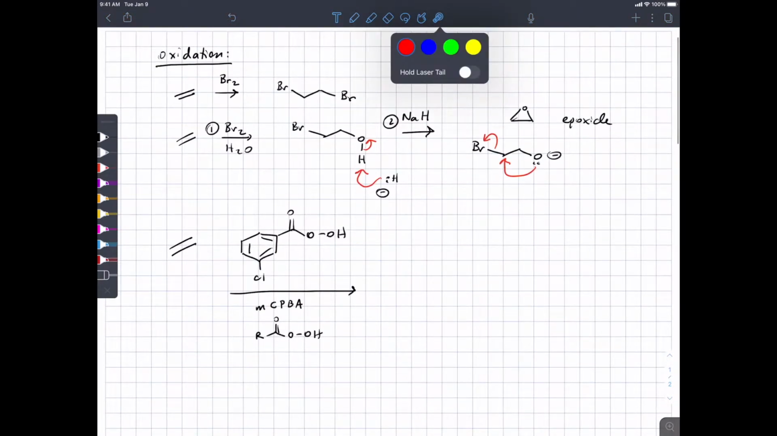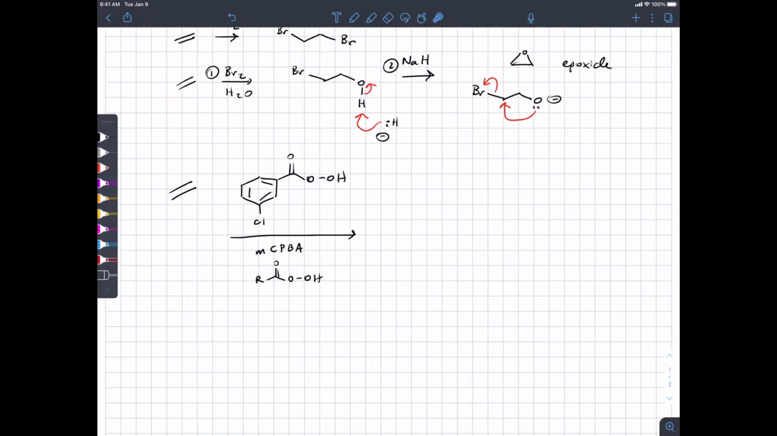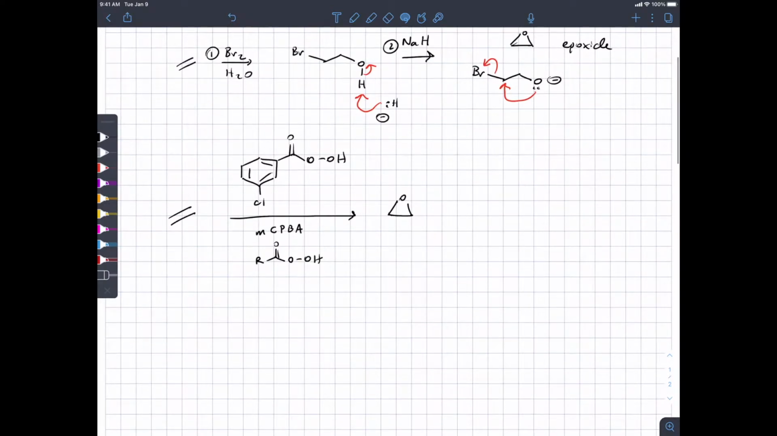And typically, these oxidation reagents involve heteroatom bonds. So for bromine, it was a Br bond that we used. For MCPBA, it's a bond between two oxygens. And this gives you the epoxide directly. Now, you're welcome to just memorize that and move on with your life. I'm going to show you the mechanism because there's some stereochemical issues that follow.